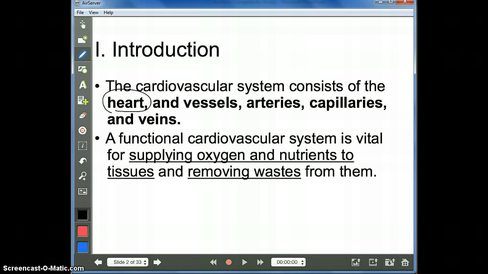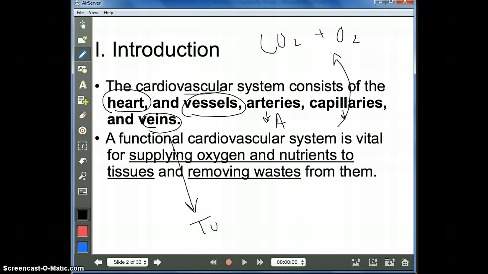Now, in terms of those nutrients, what nutrients is it pumping, and what is it pumping them through? That corresponds to the vascular system, which is going to include the vessels. Those vessels are going to be the arteries, which always go away from the heart, the capillaries, where two different gases are being exchanged. Those two gases are CO2 and oxygen. And then the last one is the veins, and the veins always go towards the heart.